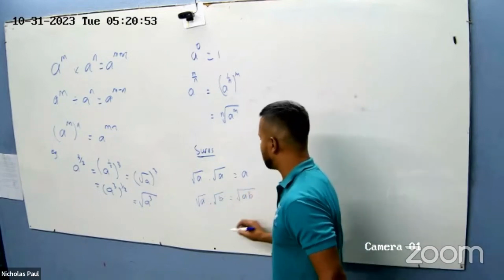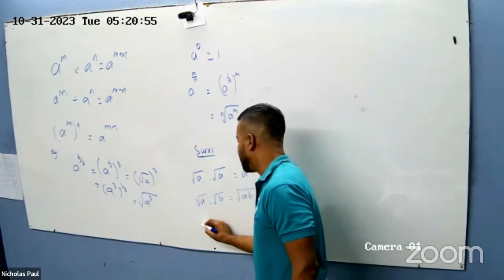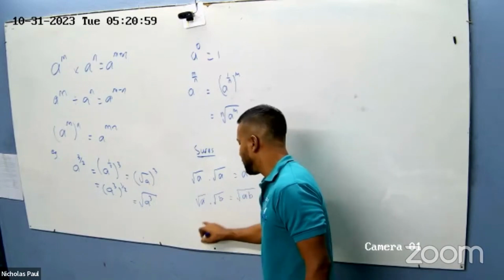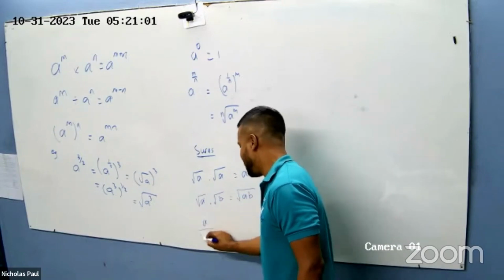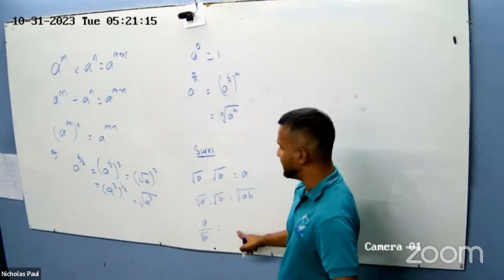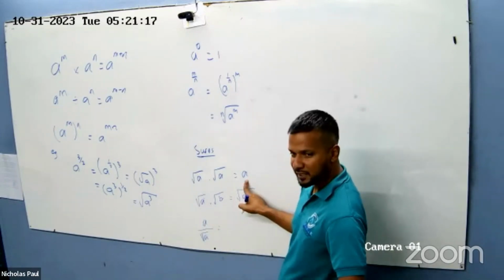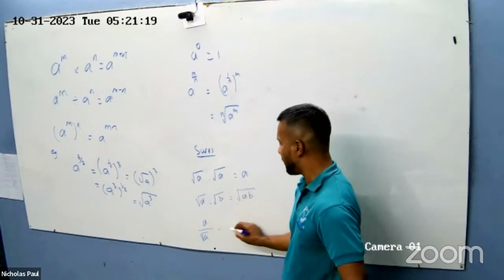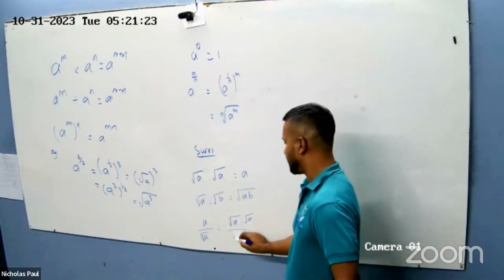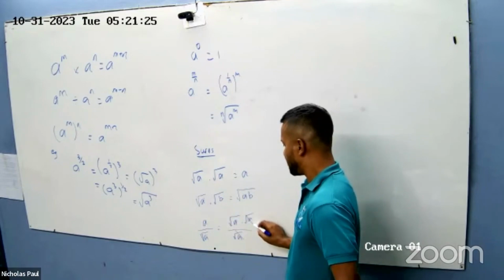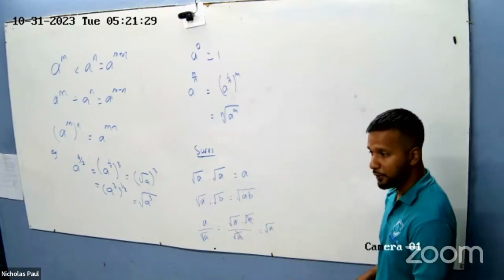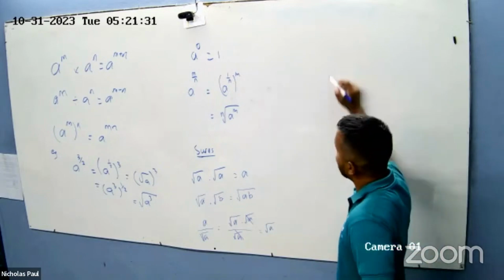Next thing we need to remember, suppose I gave you a over root a. What you'll get? Let's simplify even easier. A is what? A is root a by root a, all over root a. So the answer is root a.